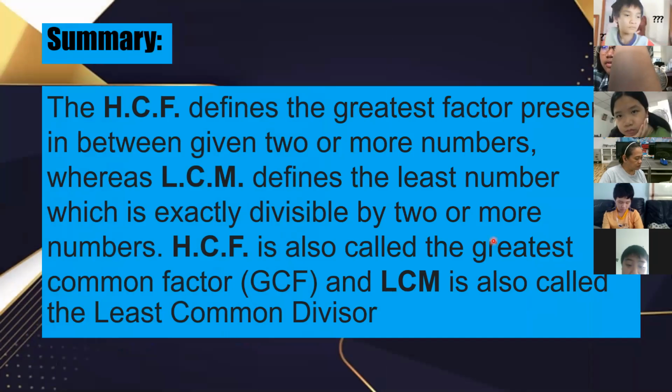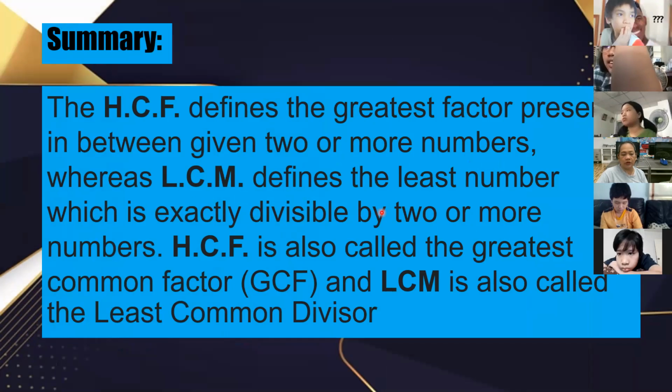Okay, this is our summary. The HCF is used to find the greatest factor present in between given two or more numbers, whereas LCM defines the least number which is exactly divisible by two or more numbers. HCF is also called the greatest common factor, and LCM is also called the least common divisor.